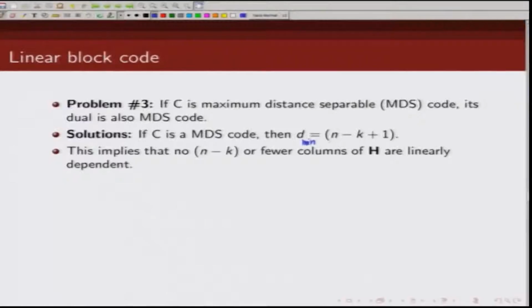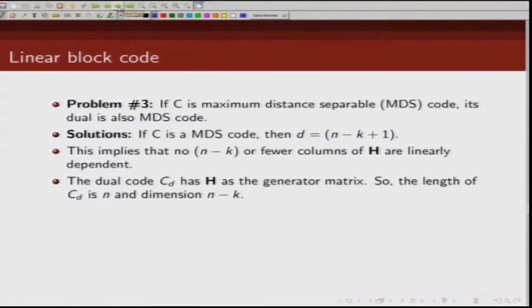Now, if the minimum distance of the code is n minus k plus 1, it means no n minus k or fewer columns of this parity check matrix will add up to 0. So, that is what we are saying: no n minus k or fewer columns of this parity check matrix are linearly dependent. That is because the minimum distance of this code is n minus k plus 1.